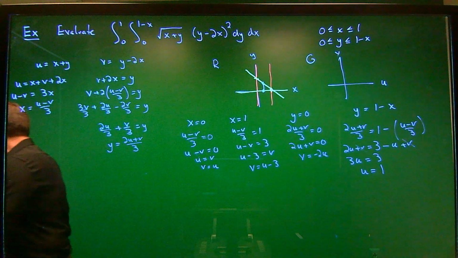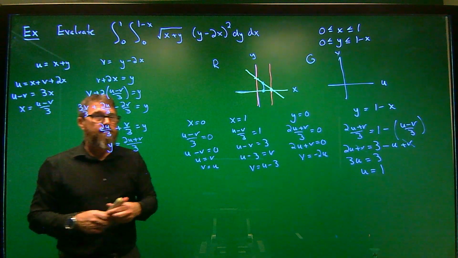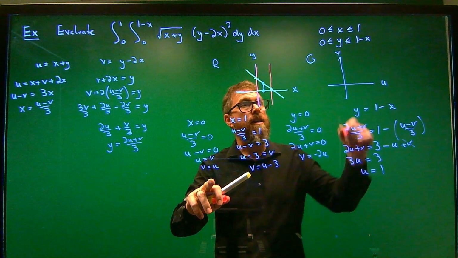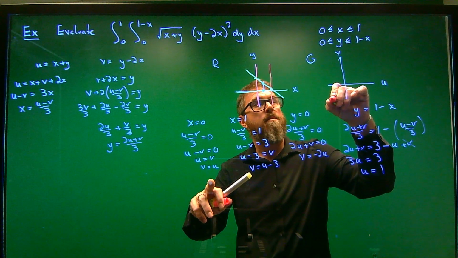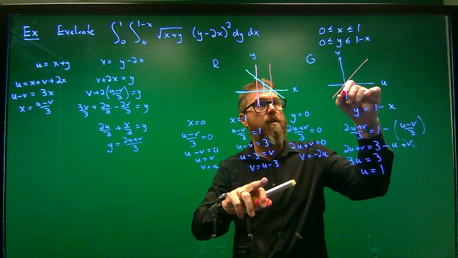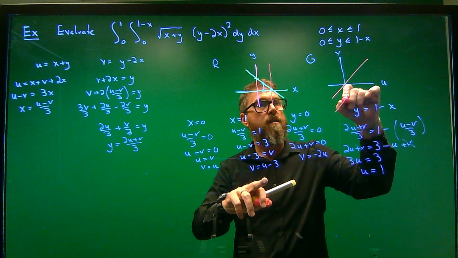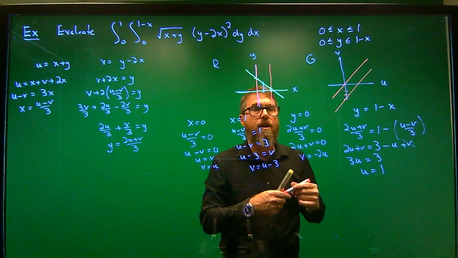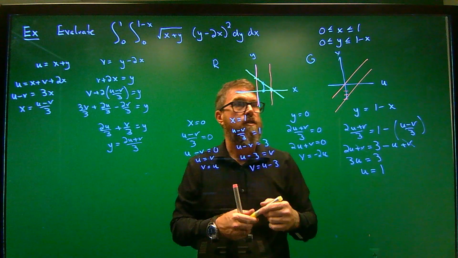All right, so graphing these. u is equal to v is going to be this. v is equal to u minus 3 is going to be 3 units below it. This. v is equal to negative 2u.